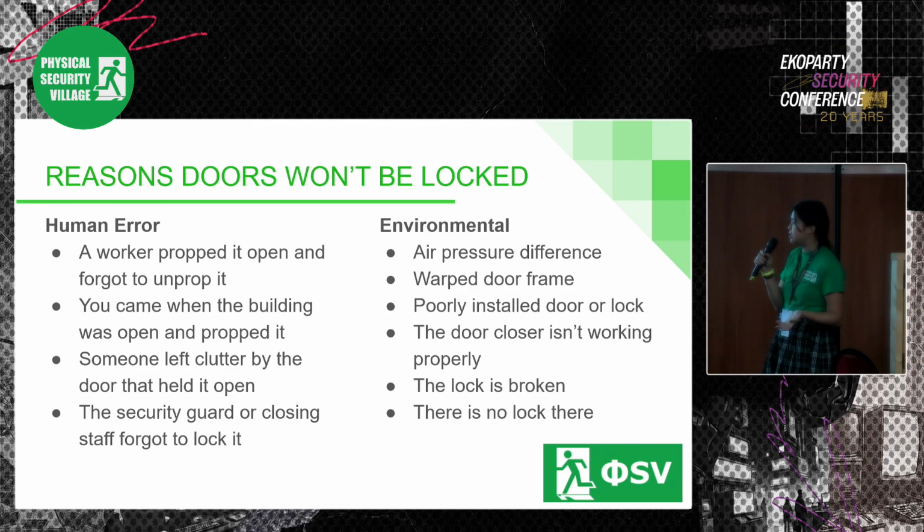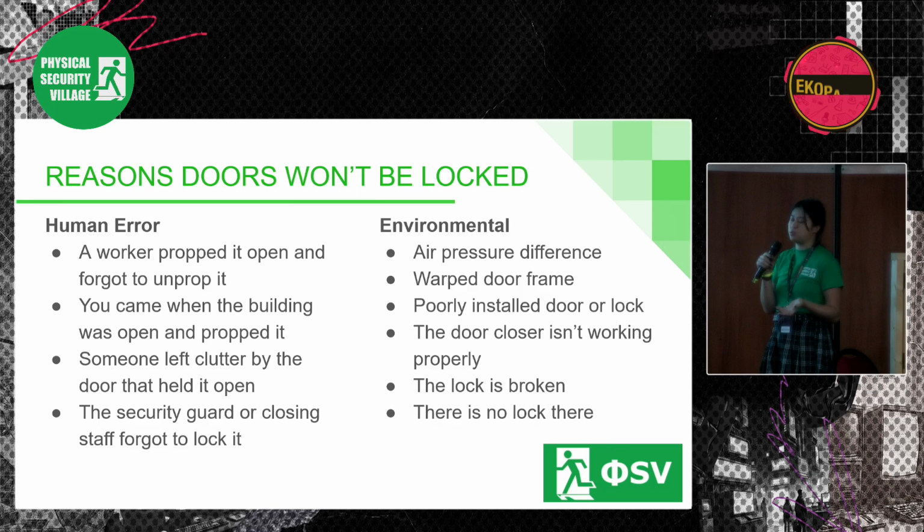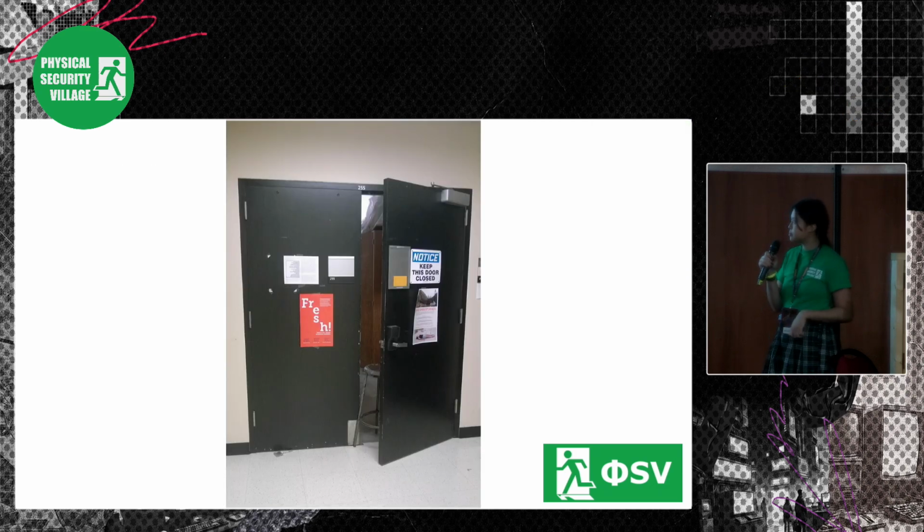Clutter, things like that, or a lot of the time closing staff will forget to lock doors, especially in that bigger facility. There's also a lot of environmental differences. So air pressure differences or warped door frame. So in the summer when it's very, very hot, the wood of the door does expand a little bit and you'll find that doors are a little bit harder to close. And then that can prevent a door from closing behind you properly. And then of course, if the lock is broken, if parts of the door are not working properly, et cetera, those are all reasons why a door wouldn't be locked when you would expect it to be.